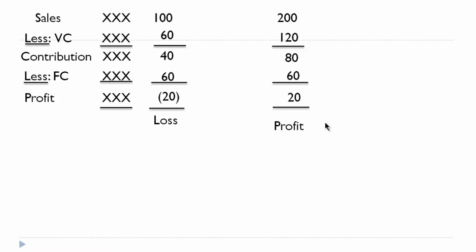But now we are in this session to understand what is known as the break-even point. Break-even point is a point where there will be no profit and no loss for the business. See, when the company was making sales of 100, they were suffering a loss of 20. When they were making sales of 200, they were making a profit of 20. We are interested in knowing the point of sales at which the company would neither make profit nor make loss. That is called the break-even point.